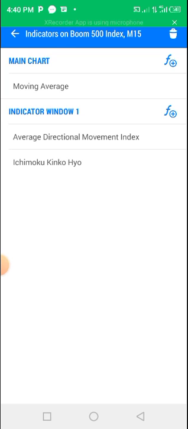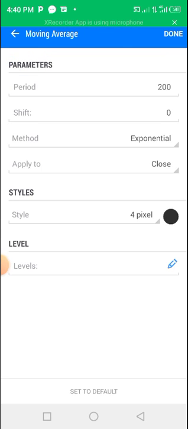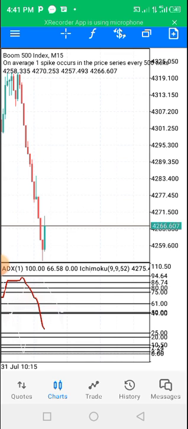On our main chart, the moving average, we have period 200, shift is 0, method is exponential, apply to close, the style is 4 pixel, and I'm using a black color. You can use the color of your choice, but I chose white because it's more visible on the chart since I'm using a white background. And done.